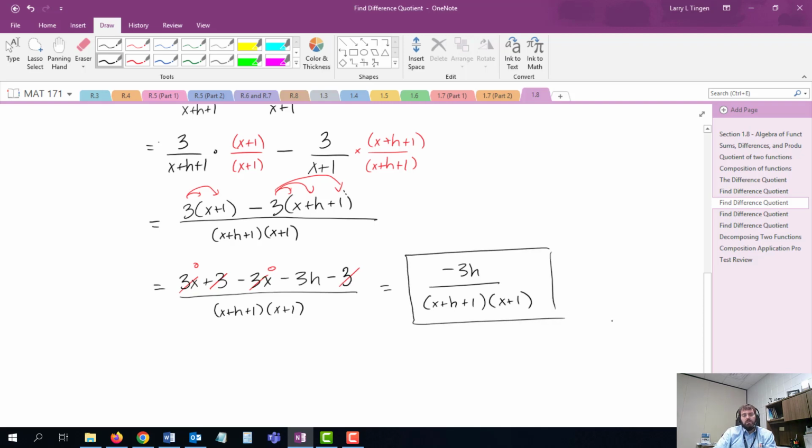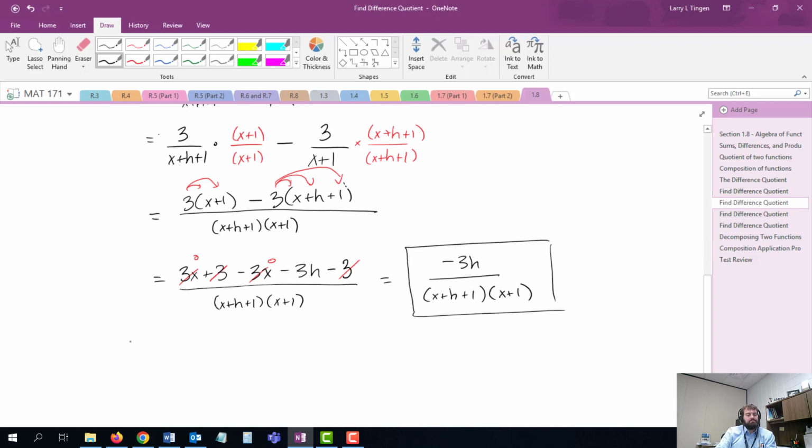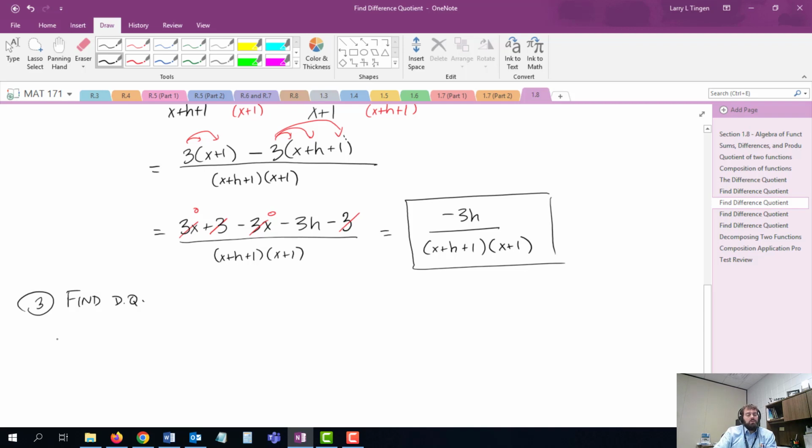So that's what we expect. And then step 3, find the difference quotient. Here, the difference quotient is f of x plus h minus f of x, all divided by h. F of x plus h minus f of x is what I just wrote in the last one. So that is negative 3h divided by x plus h plus 1 times x plus 1, all divided by h.